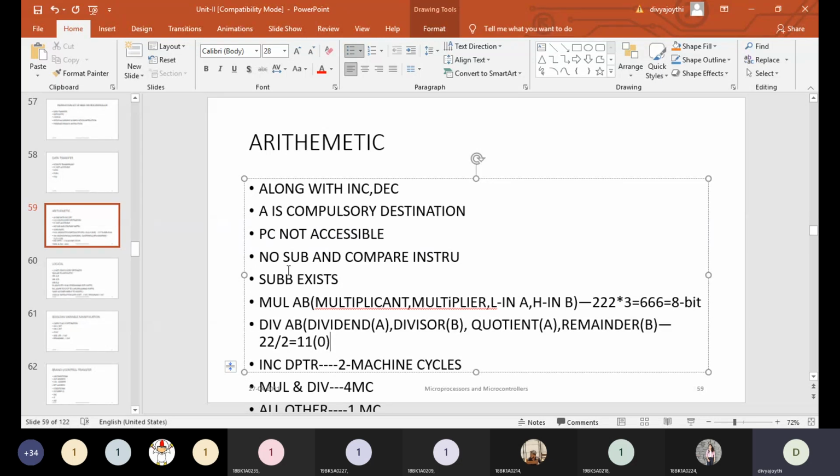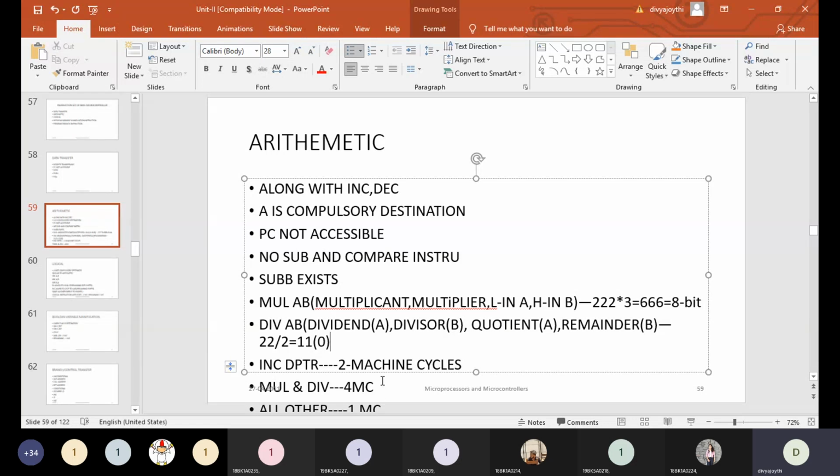And next, as I told you, increment and decrement are also considered arithmetic operations. Here I have listed within how many machine cycles those instructions can be executed. If the 8051 wants to execute increment DPTR, it requires 2 machine cycles. Whenever it is performing multiplication and division, it requires 4 machine cycles. And for all the remaining, 1 machine cycle.